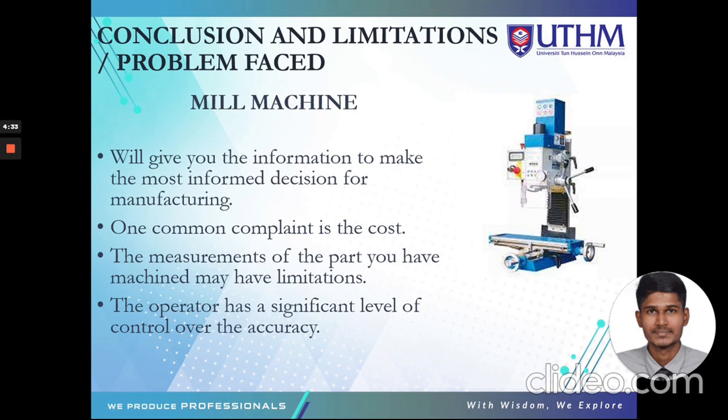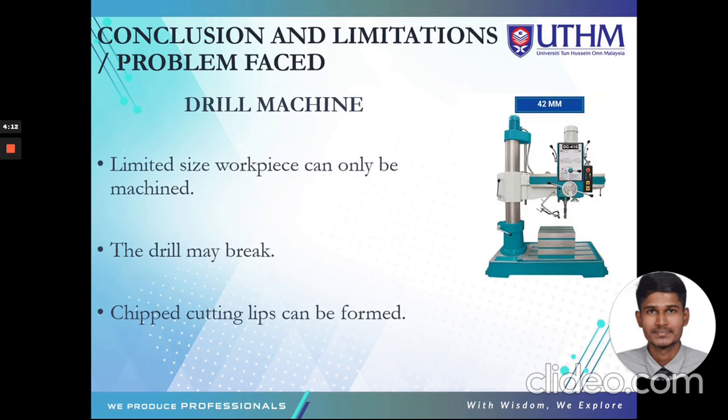Mill machine will give you the information to make the most informed decision for manufacturing. One common complaint is the cost. The measurements of the part you have machined may have limitations. The operator has a significant level of control over the accuracy. Drill machine: limited sized workpiece can only be machined. The drill may break. Cheap cutting lips can be performed.